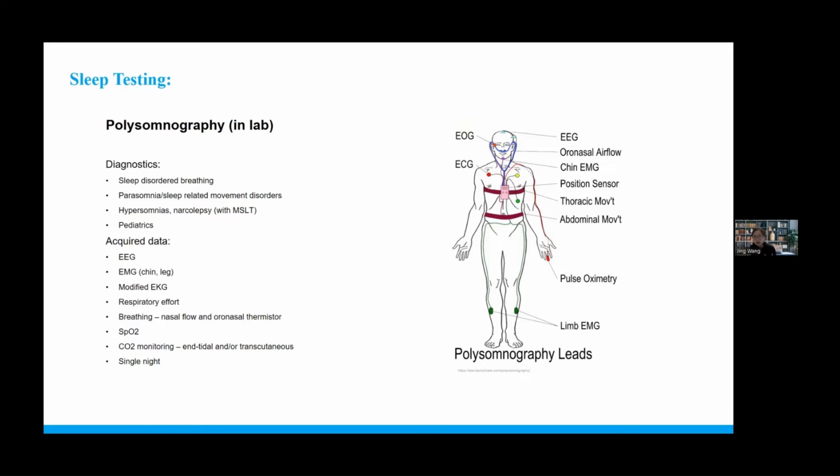And then we measure breathing through a chest and an abdomen belt for effort. And then we measure actual breathing flow through a nasal cannula and an oral nasal thermistor. Obviously, we're capturing continuous saturation and plethysmography. We have the option of adding CO2 monitoring. This is not standard, but certainly can be included if there is concern for abnormal CO2 levels during sleep. And it typically is a single night test.